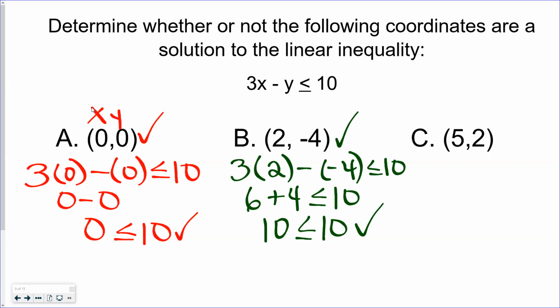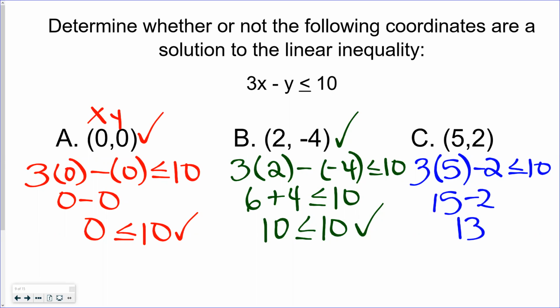So now let's try the last one. 3 times 5 minus 2 less than or equal to 10. 3 times 5 is 15. Minus 2 is 13. Is 13 less than or equal to 10? No, it is not. So C is not a solution. That's how you determine if a coordinate is a solution for an inequality.